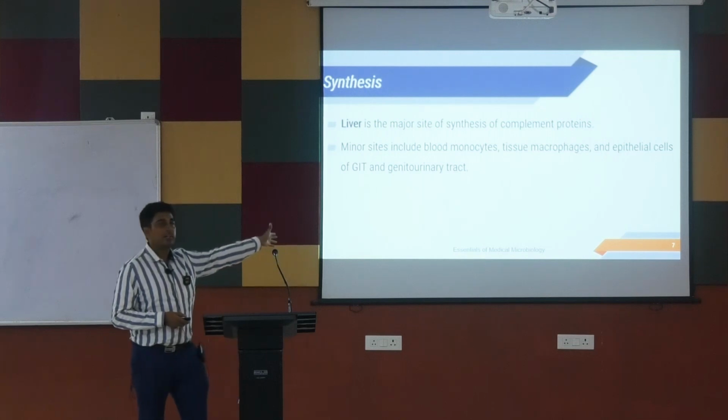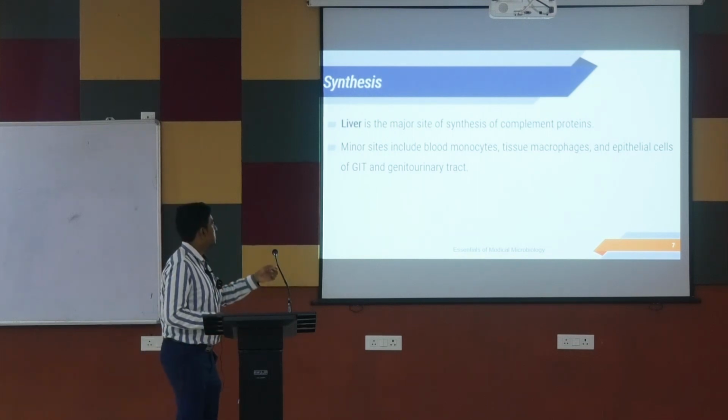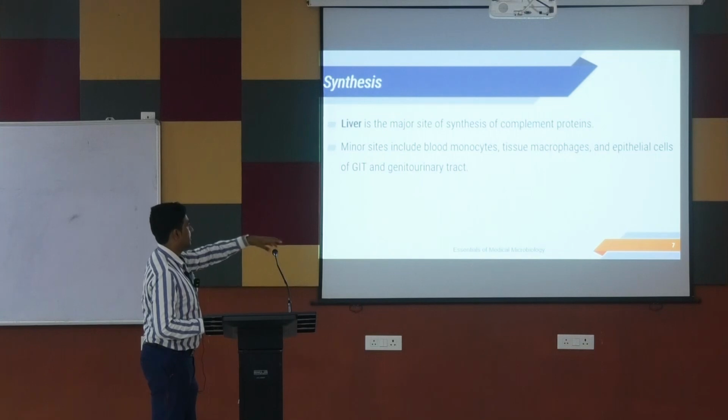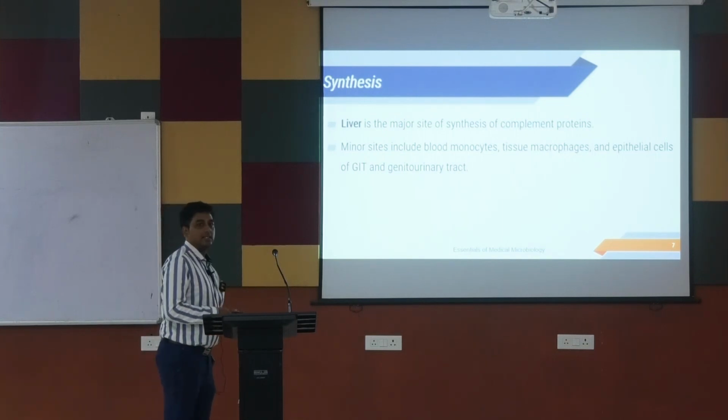তাহলে মেজরিটি কোথায় তৈরি হয়? লিভারে। মাইনর সাইটস গুলো কি কি? ব্লাড মোনোসাইটস, টিস্যু ম্যাক্রোফেজেস এন্ড এপিথেলিয়াল সেলস অফ GIT and the genitourinary tract.